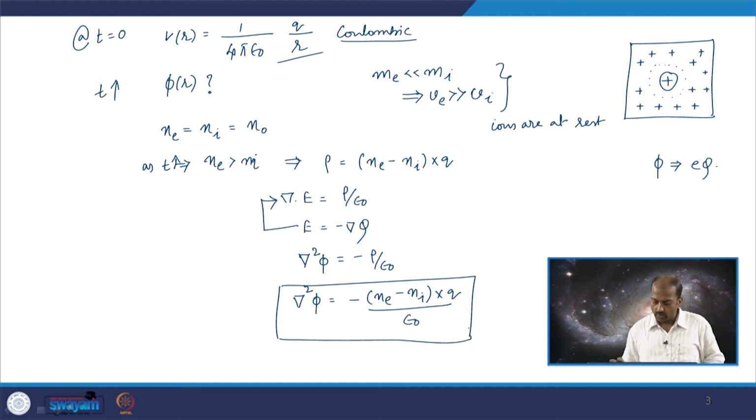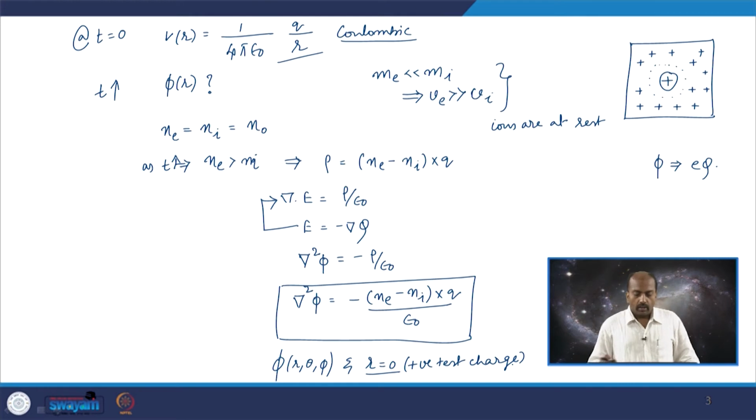Now, our objective is to solve this second order differential equation and see how the form of phi supports our argument that the potential will not stretch beyond Debye's length. Okay. Now, for simplicity, phi is in the spherical polar coordinates r, theta and phi, and the positive test charge is situated at r equals 0. So, this is the position of the positive test charge, simple, right.